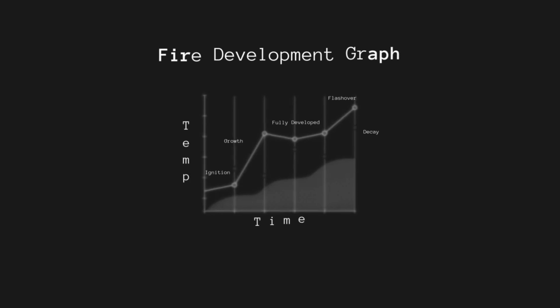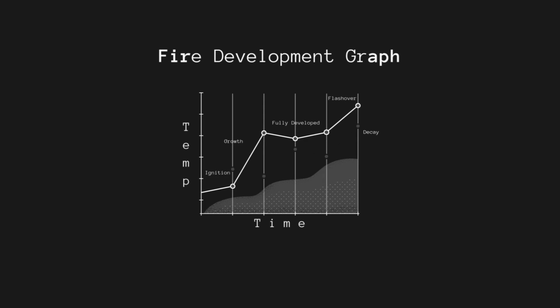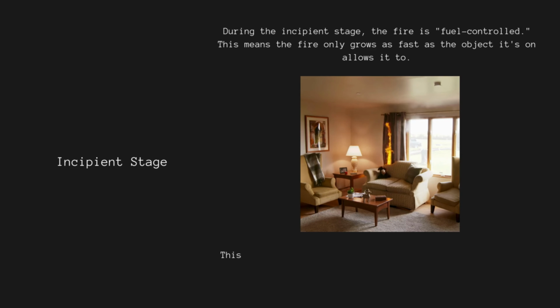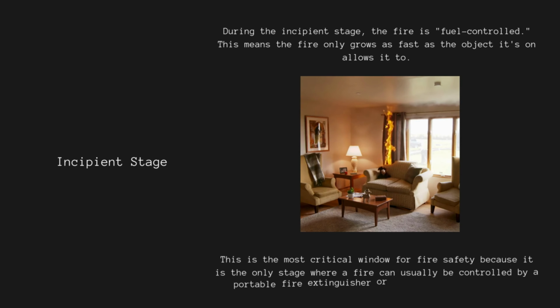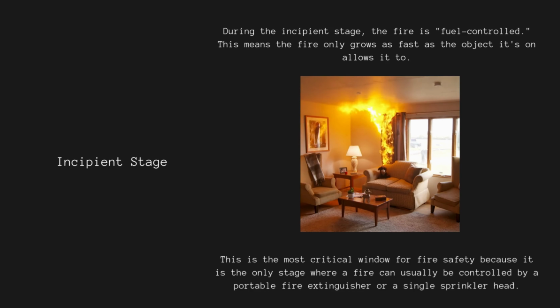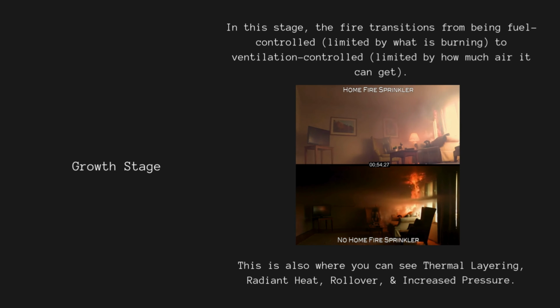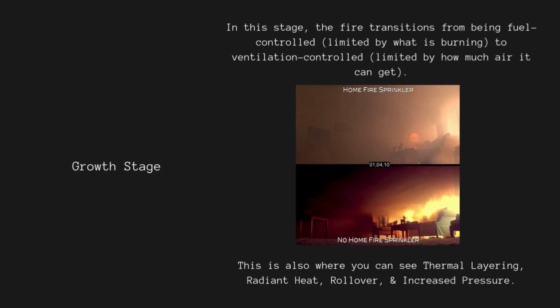The fire development graph measures how a fire in a confined space changes by the relationship between time and temperature, typically consisting of 4 distinct stages. The incipient stage is the beginning of the fire development process. At this stage, the fire is small, localized, and usually confined to the original fuel source, such as a single piece of furniture. The growth stage following ignition is where the fire begins to influence the environment. During this phase, the fire transitions from being fuel-controlled to potentially ventilation-controlled, limited by available oxygen.